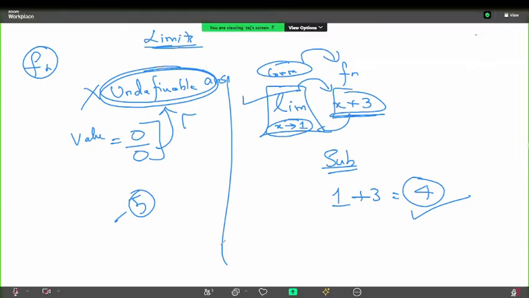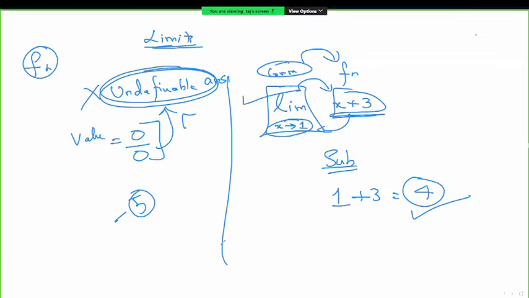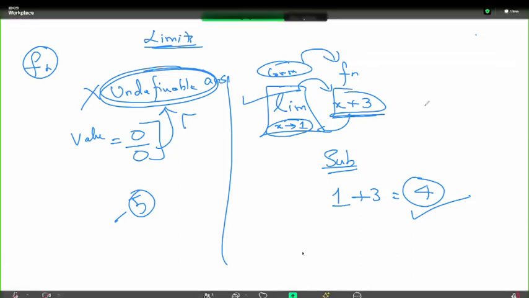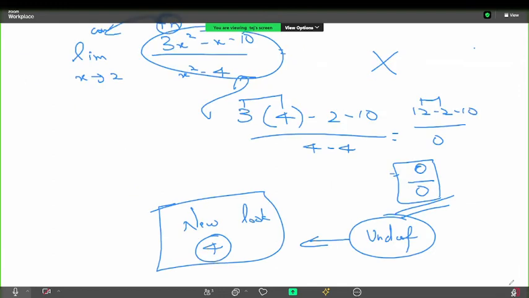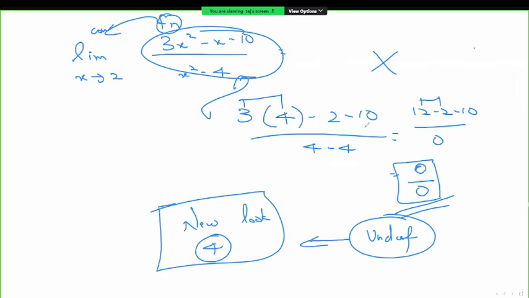I'll go to the next slide. Just an example I gave here. Command function to explain that I gave you here. Don't copy this. Do one thing. Copy. You should realize you get the answer as 0 by 0, and put a cross next to it. And write undefinable.